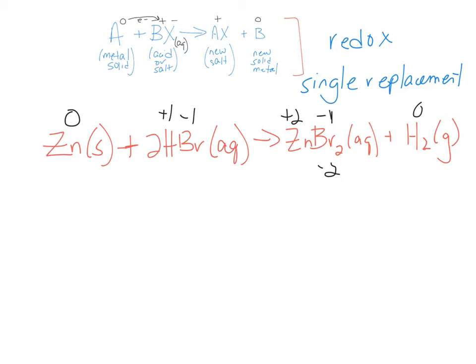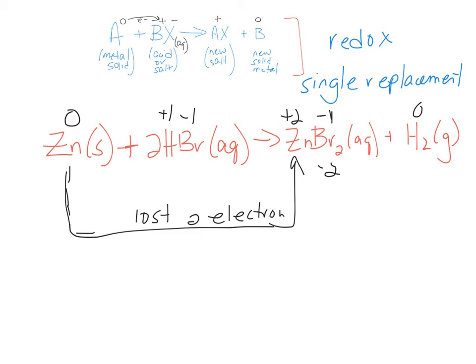So let's look at what happened. Zinc went from having an oxidation or a hypothetical charge of 0 to having a hypothetical charge of +2. So zinc, in order for that to happen, zinc had to lose 2 electrons to get a positive charge. On the flip side, hydrogen went from having a charge of +1. So this hydrogen went from having a charge of +1 over here to 0.